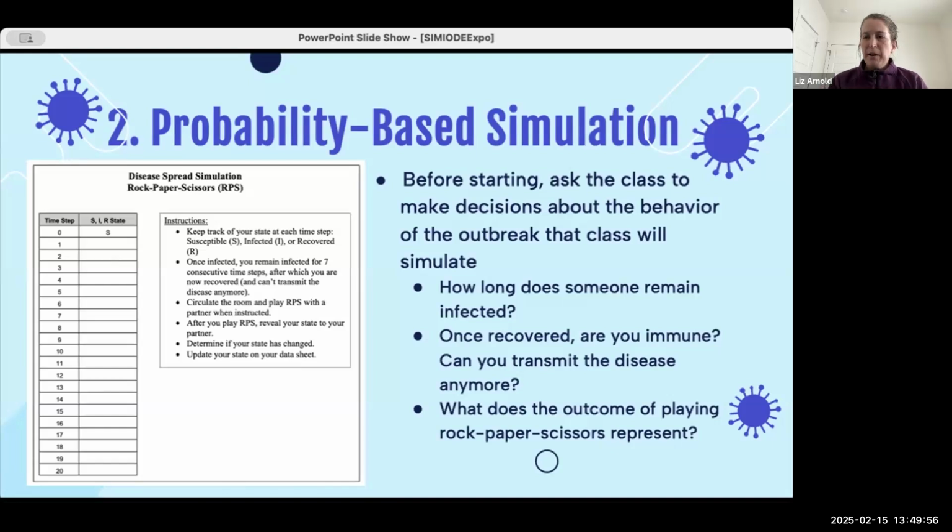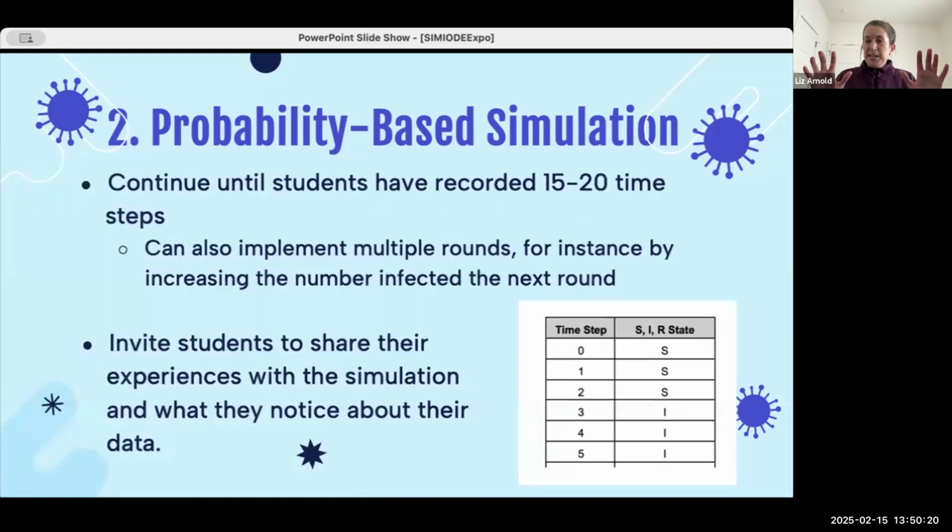And then they also need to talk about, what's the outcome of playing rock, paper, scissors with someone? And typically what the class decides is that if a susceptible person plays rock, paper, scissors against an infected person and loses, then they have now become infected. So we give students this data sheet, and we play music. The music incorporates this randomness. We say they can dance or just walk around, and it's kind of like musical chairs. After, I don't know, 10, 15 seconds, we stop the music and they have to go to the nearest person and play rock, paper, scissors with them.